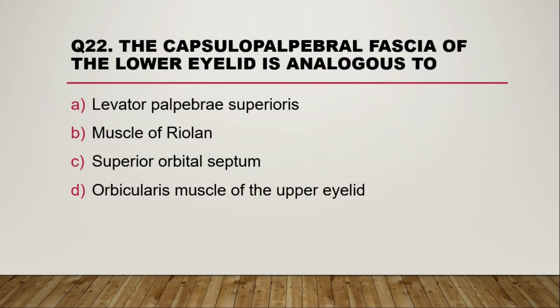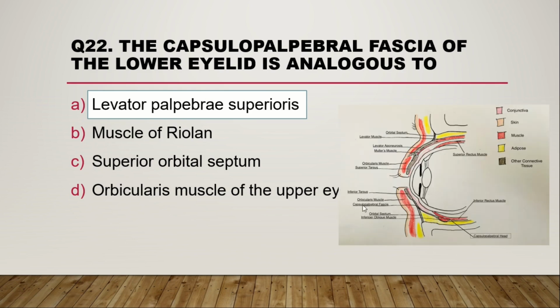Question number 22. The capsulopalpebral fascia of the lower eyelid is analogous to: option A, levator palpebrae superioris; option B, muscle of Riolan; option C, superior orbital septum; and option D, orbicularis muscle of the upper eyelid. So the correct answer here is levator palpebrae superioris.